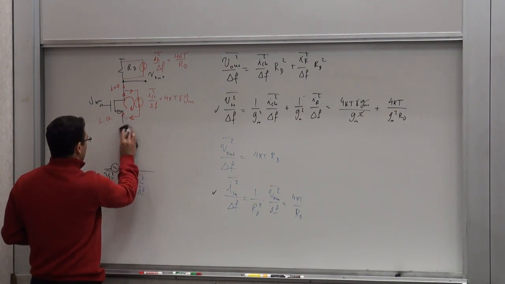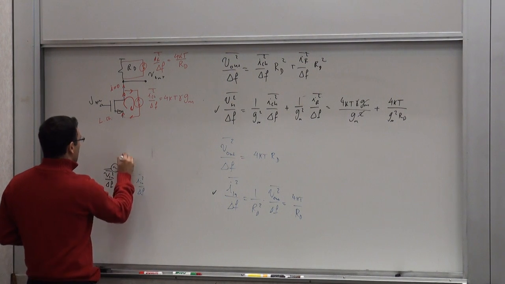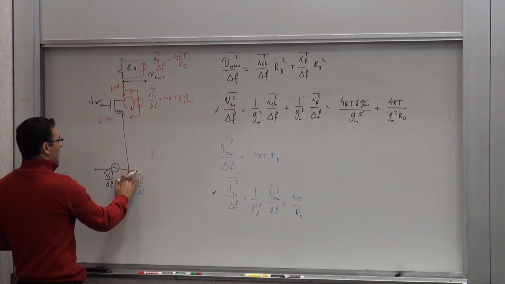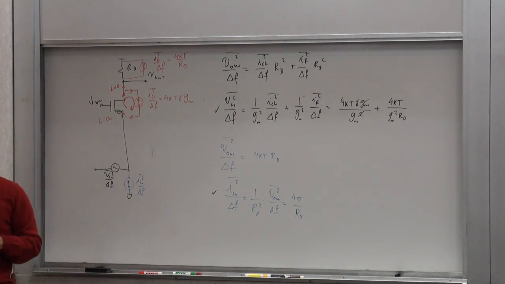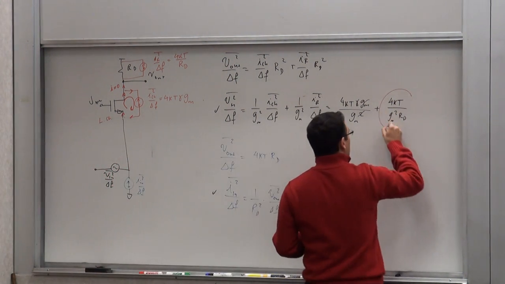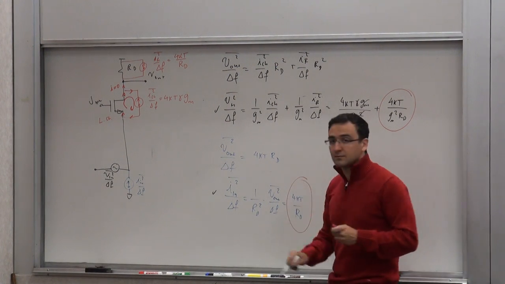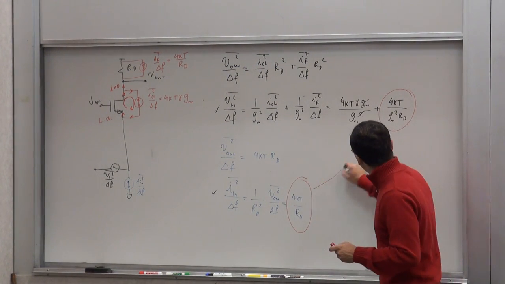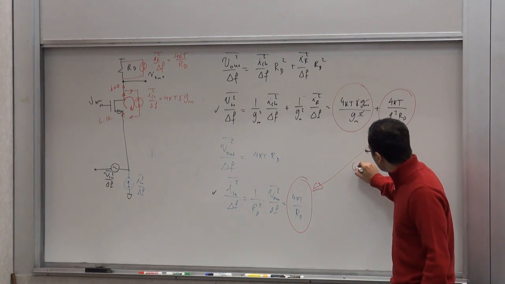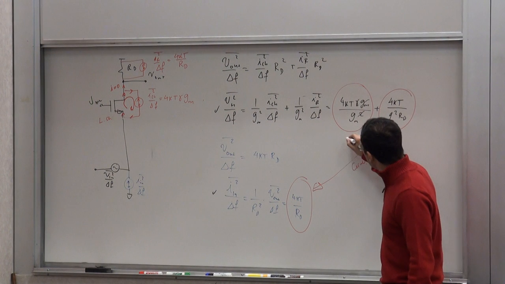So think about it as an equivalent input model. This is whatever your input is connected to. What can you say about the correlation of these two sources? Partial. They're partially correlated, right? Which parts are correlated? The parts that are caused by the same physical mechanism. This is caused by the resistor. So is this one. So this much of it is fully correlated, but this much is not. So this is the correlated part, and this is the uncorrelated part.